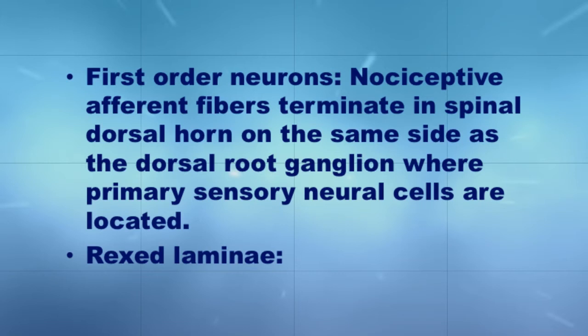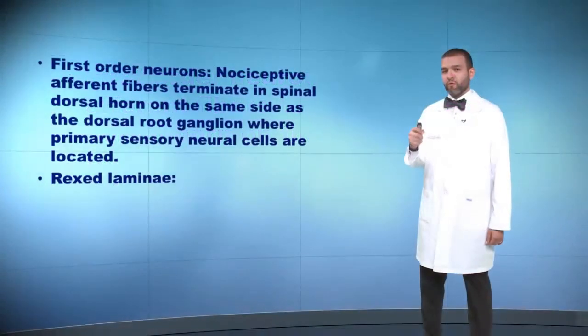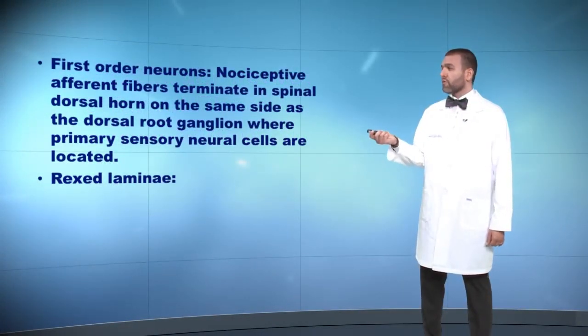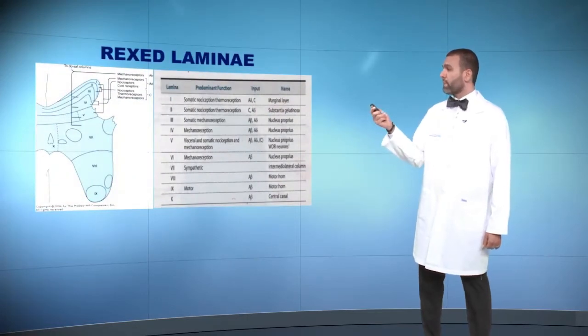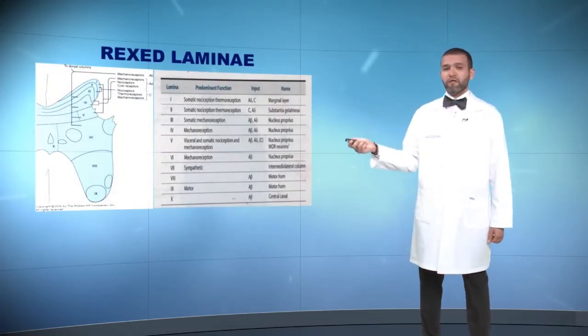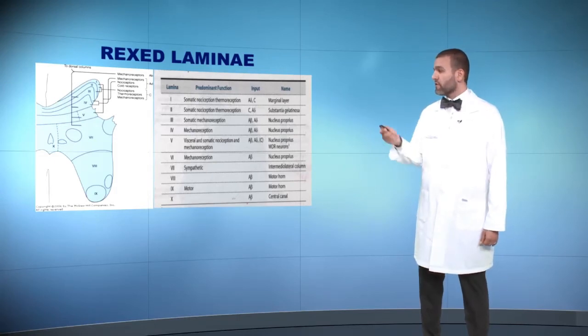The first order neuron, if we go through this in the diagram, is the nociceptive afferent fibers that usually terminate in the spinal dorsal horn, on the same side of the dorsal root ganglia where the primary sensory neural cells are located. We'll look at the Rexed laminae, and as you can see, these are divided into areas from 1 to 5 or even more than that.